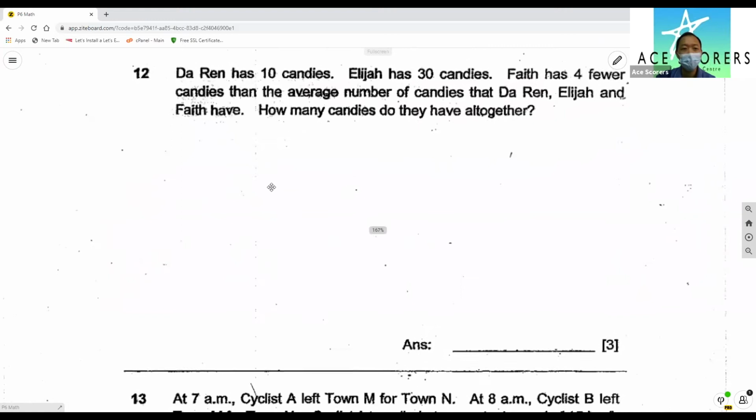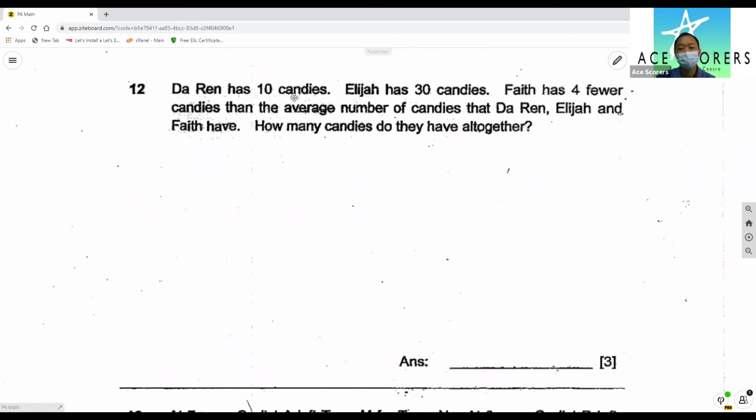Next one. Someone has 10 candies. Wow. Elijah has 30. What do you get? Also don't know. How about Isaac? Also don't know. Jaleo? 12. Candy? 14. Let's show whether it's correct. So the previous answer is 54. The answer is 54. Let's see how it's done, okay?